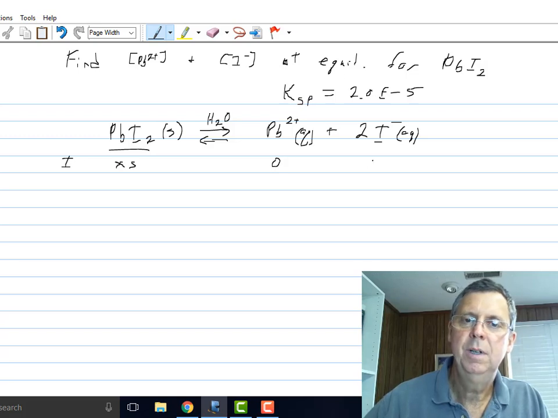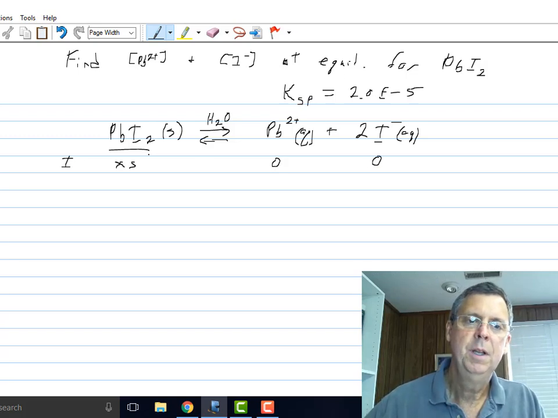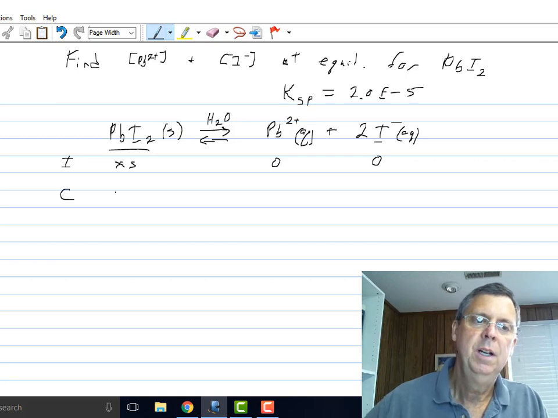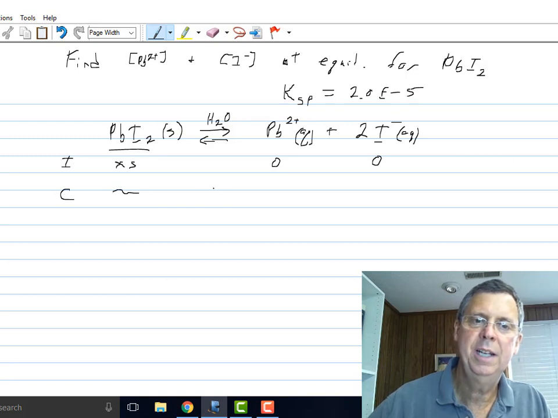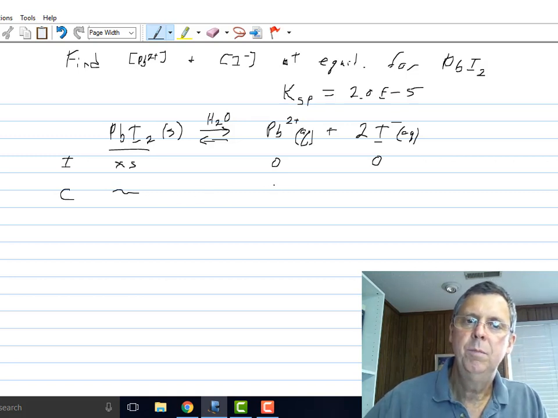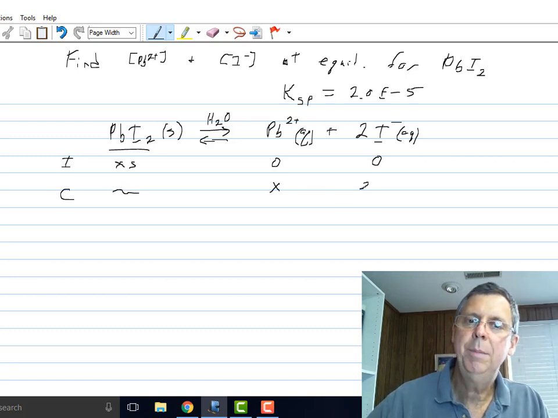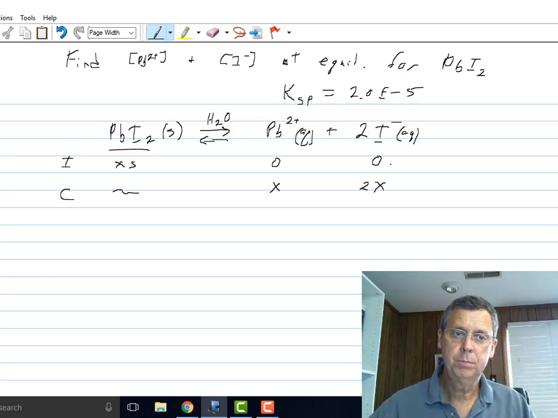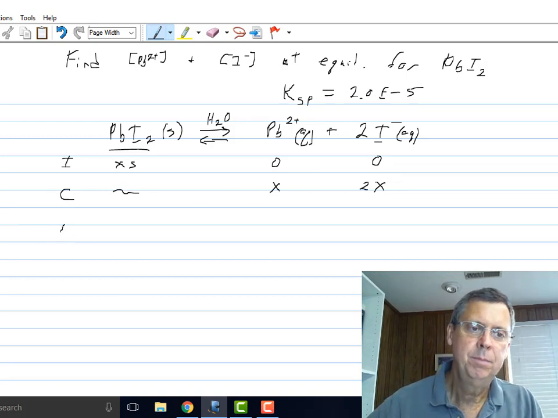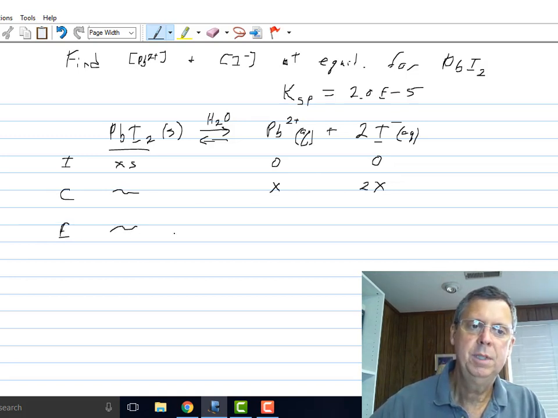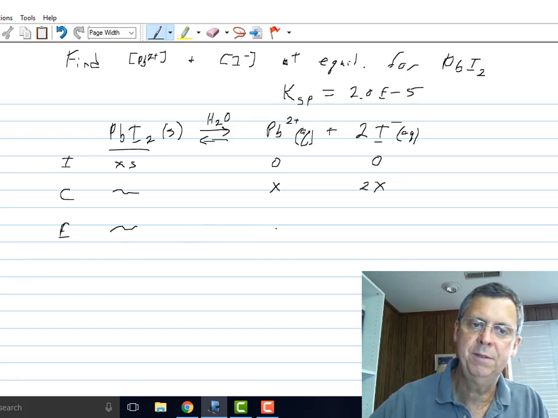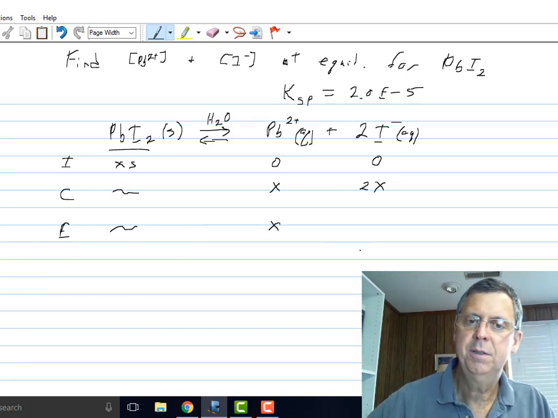Initially, we have no lead, no iodide. So our changing conditions, again here, it's kind of meaningless saying change in concentration of lead iodide, but for lead, we'll form X moles per liter of lead ions, and we'll form twice that many moles per liter of the iodide ions because of the coefficients of our balanced equation. And so at equilibrium, again, this is meaningless here. It's in excess and it's a solid, so it's out of phase. So we have X and 2X, so this is what makes the math a little bit easier.